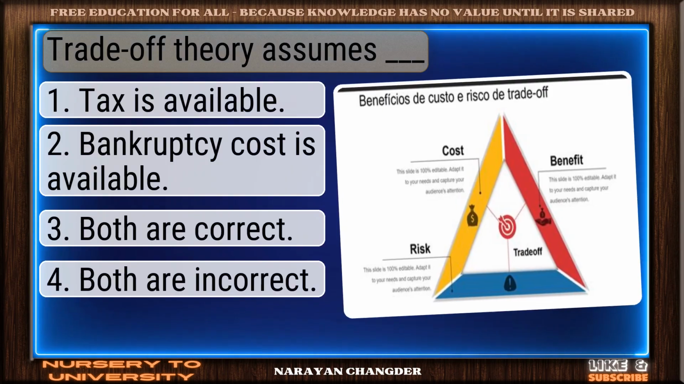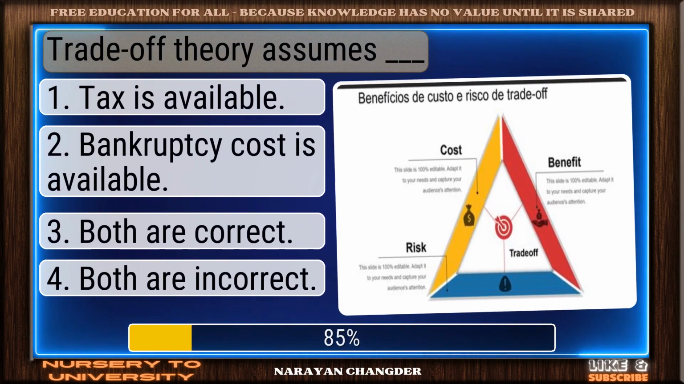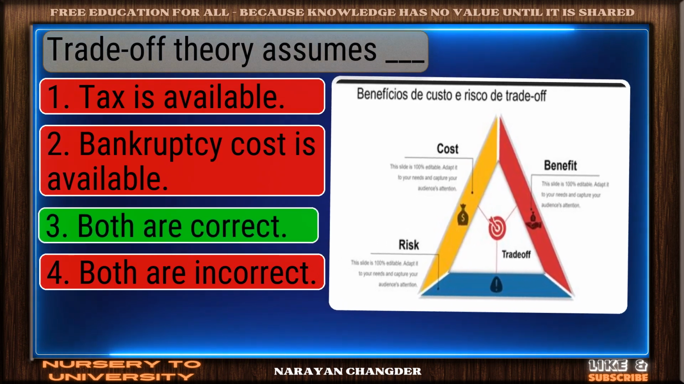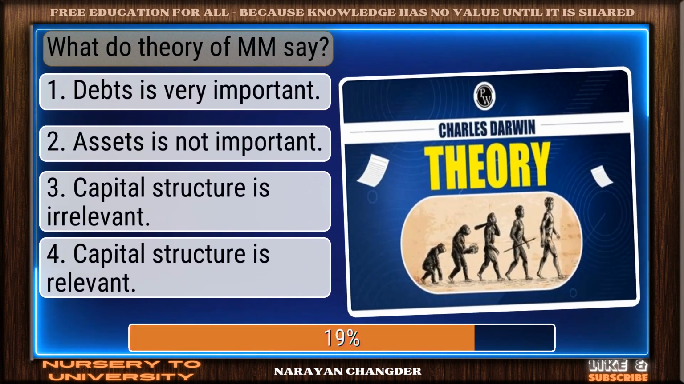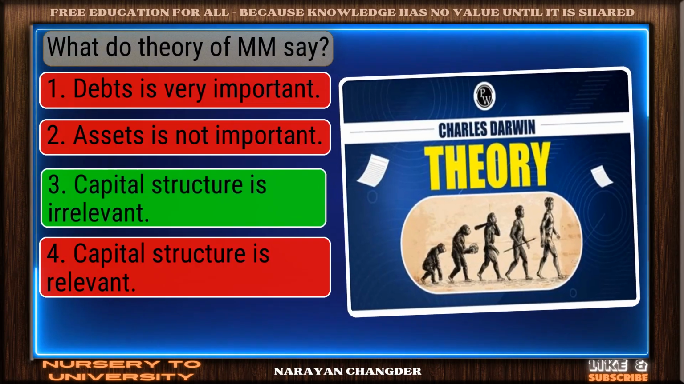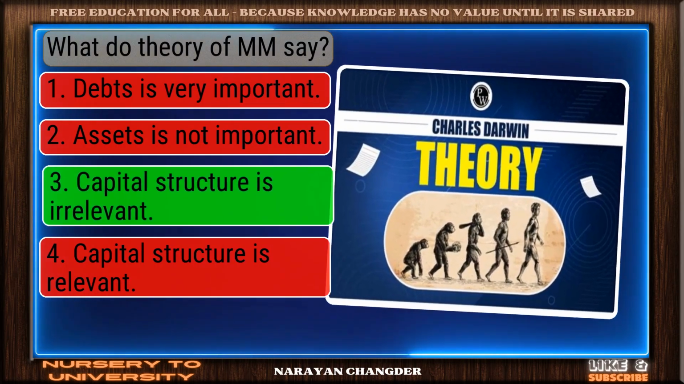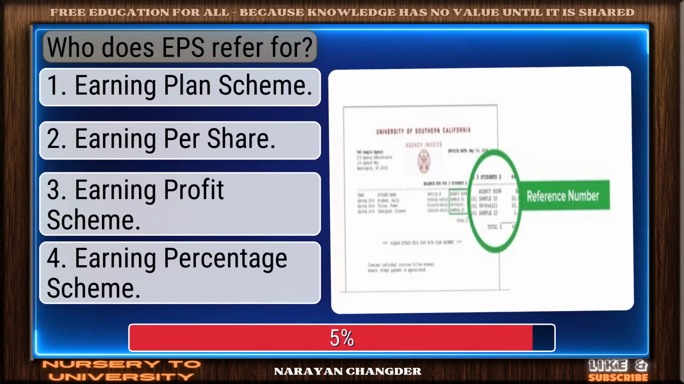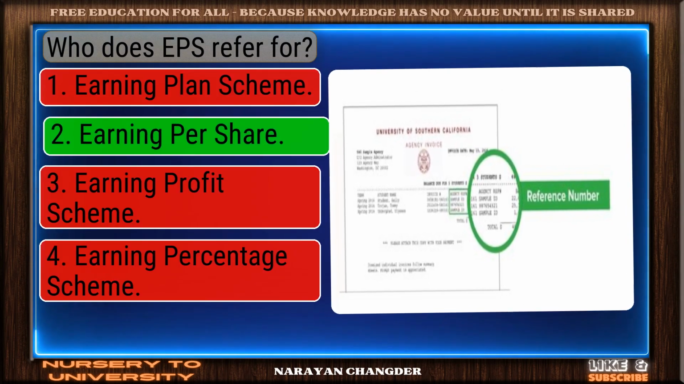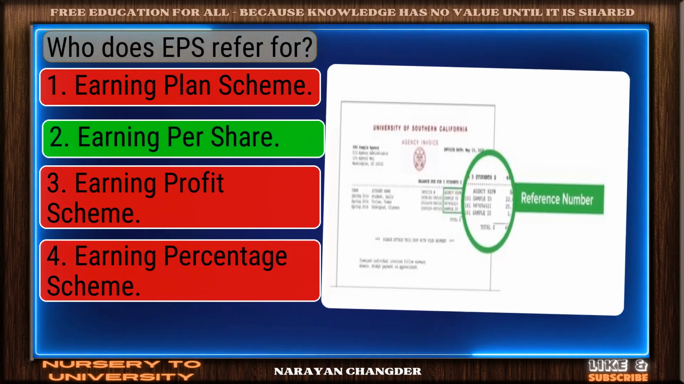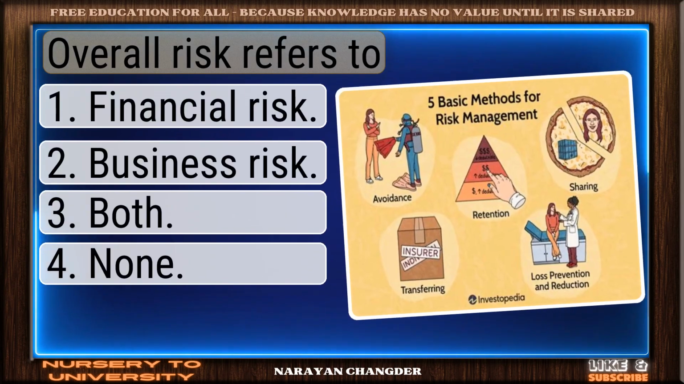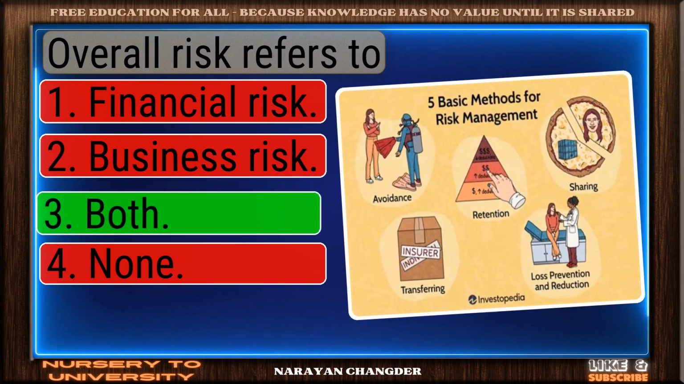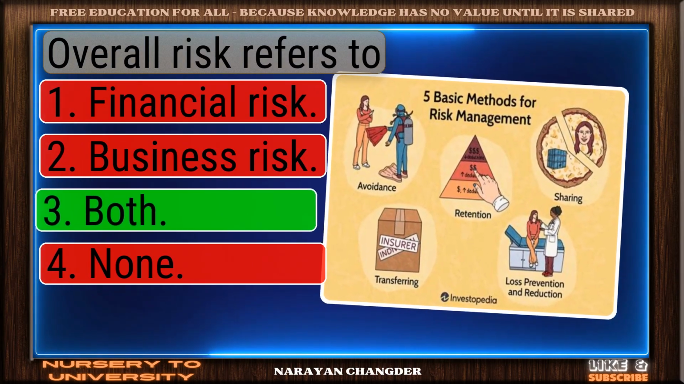Trade-off theory assumes dash. You chose both are correct, and it is correct. What does the theory of MM say? Well reasoned. Capital structure is irrelevant is the correct choice. What does EPS stand for? Exactly. Earning per share makes sense, and it is the right choice. Overall risk refers to. Nice work. You chose both, and it is correct.